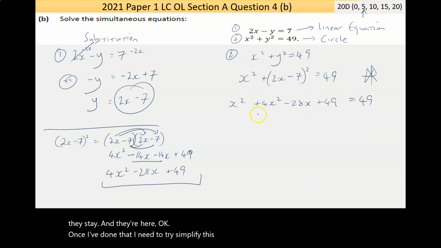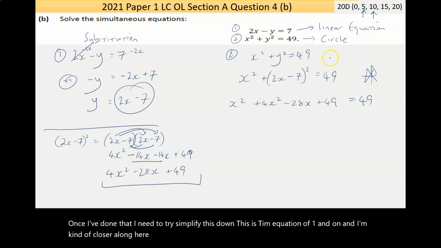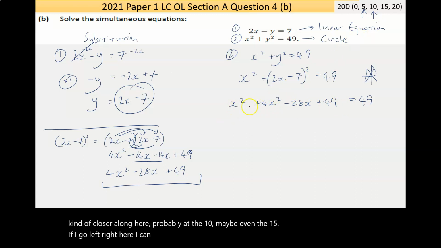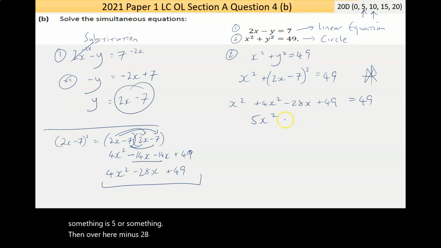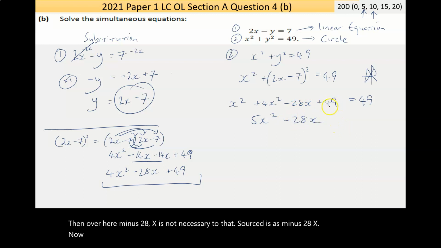This is still an equation of one unknown, and I'm kind of closer along here, probably at the 10, maybe even the 15. If I go left to right here, I can combine these. These are like terms, so they can combine. 1 of something plus 4 of something is 5 of something. Then over here, minus 28x, there's nothing else to join to that, so it stays as minus 28x. Now here, the 49 equals 49.